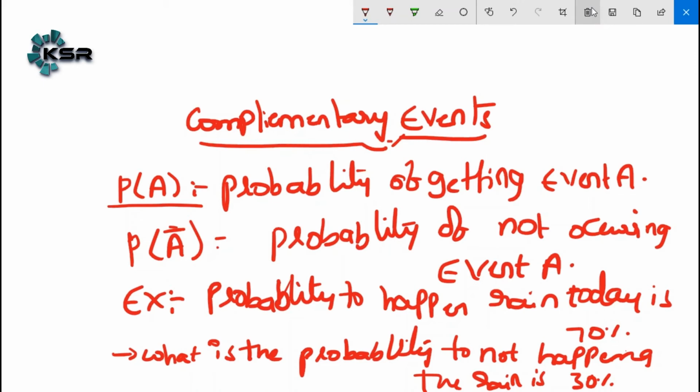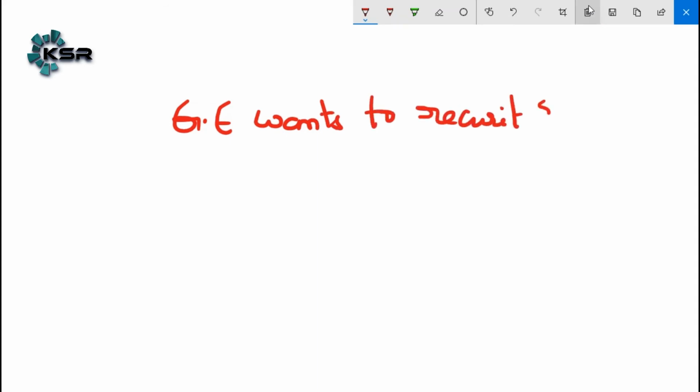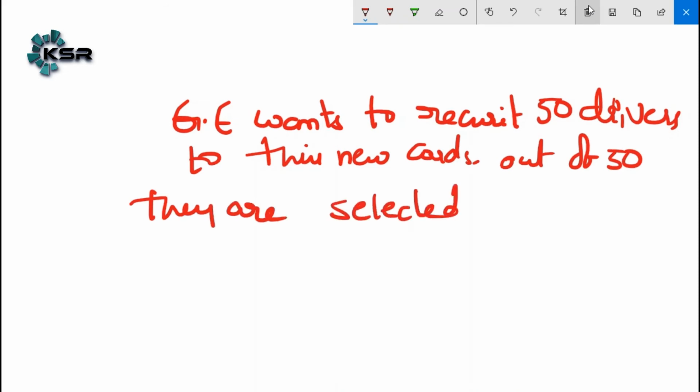Okay. Now, let me give one example. GE, General Electric basically, wants to recruit 50 drivers for their new cars. Out of 50, they selected 20 men. What is the probability of not selecting men drivers?